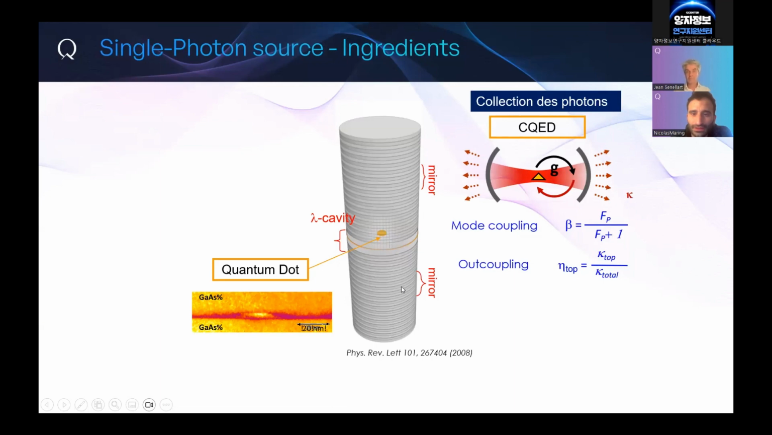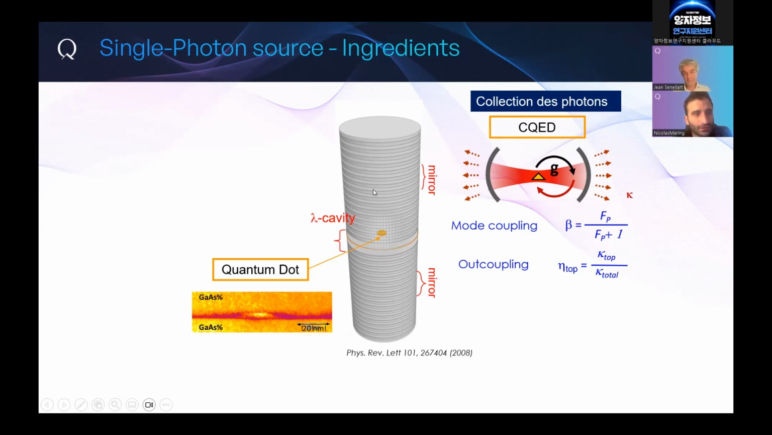And what this cavity does, if you engineer it well, is accelerate the spontaneous emission of the single photon using the Purcell effect. And if you do things well, you can greatly increase the mode coupling, so the emission of the quantum dot with the mode of the optical cavity, which will make this quantum dot emit only in this mode, as well as the outcoupling efficiency, where you can make the quantum dot emit only in one direction. So here we would like to emit from the top of this cavity.